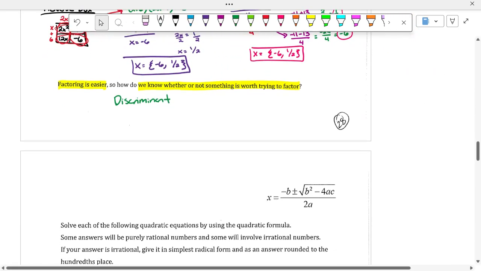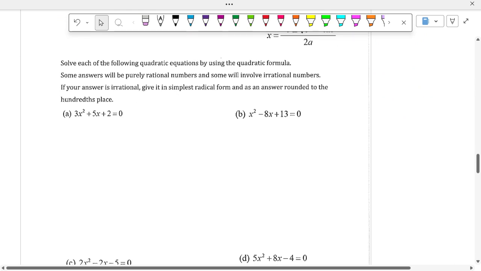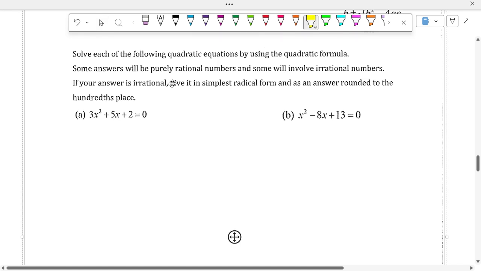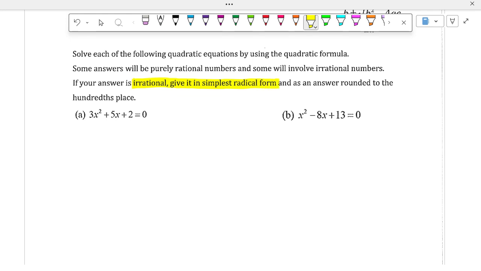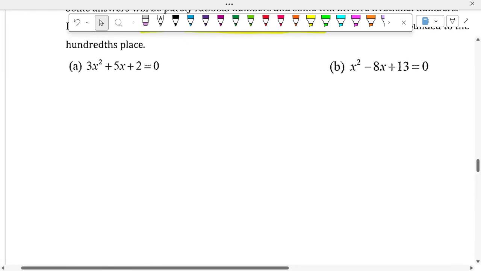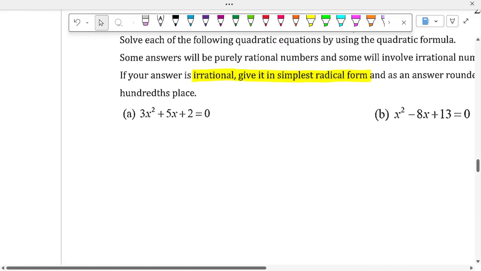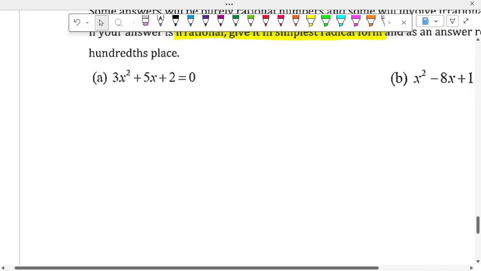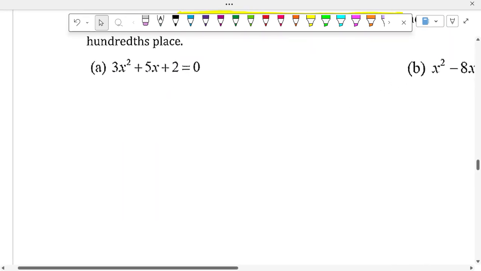So let's try some more. Now, if our answer is irrational, we're going to give it in simplest radical form. All of these in here are not factorable, so we have to use the quadratic formula. Again, it's up here for reference. Okay, so let's do another example or two together, and then I'll let you guys try one on your own.